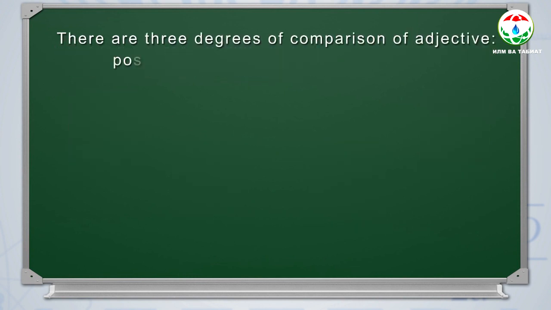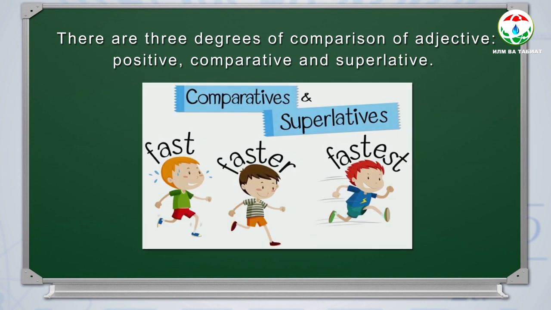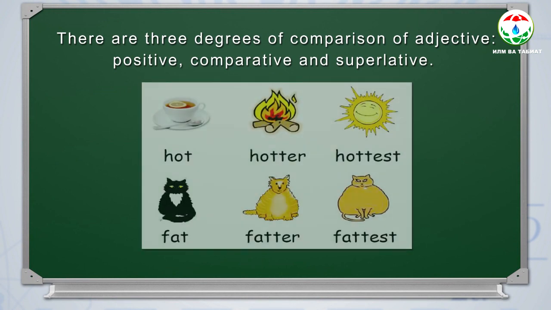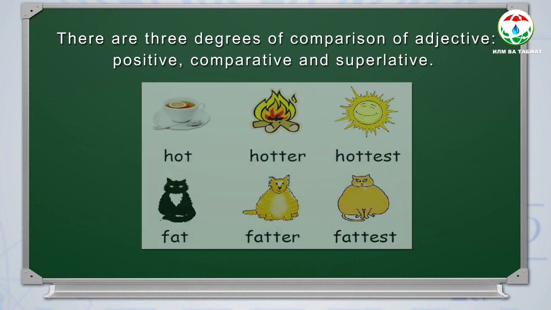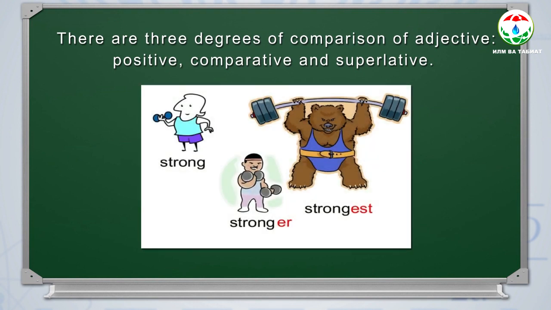There are 3 degrees of comparison of adjectives: positive, comparative, and superlative. For example, fast, faster, fastest. Hot, hotter, hottest. Fat, fatter, fattest. Strong, stronger, strongest.